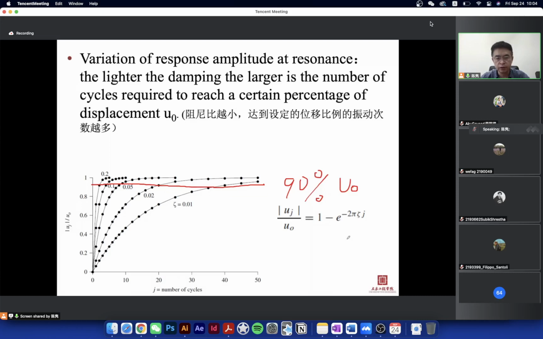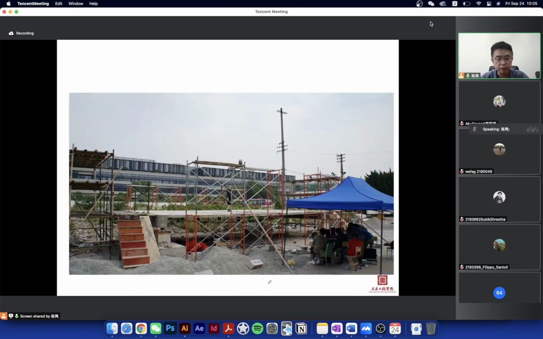You can actually use this equation to solve this. I draw this very badly, but I can show you. This one is like 1% damping, it takes 40 cycles. So how long is 40 cycles times the period T, that is how long it takes. What's the usage? What's the application of this curve?